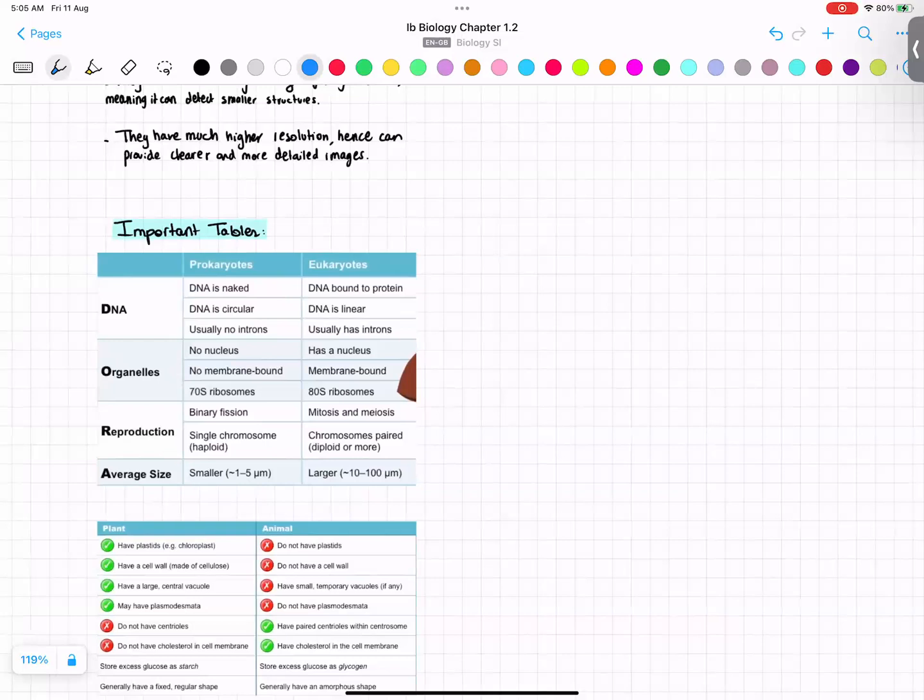And binary fission is how prokaryotes reproduce, whereas eukaryotes reproduce through mitosis and meiosis, which we're going to be discussing. We're going to discuss mitosis in chapter 1.6, and meiosis in chapter 3. And then prokaryotes have a single chromosome, which makes them haploid, and eukaryotes have paired chromosomes. Again, please don't worry about these details for now. And the average size is 1 to 5 micrometers, whereas for eukaryotes it's 10 to 100 micrometers. So basically, eukaryotes are significantly larger, and their organelles are significantly larger.